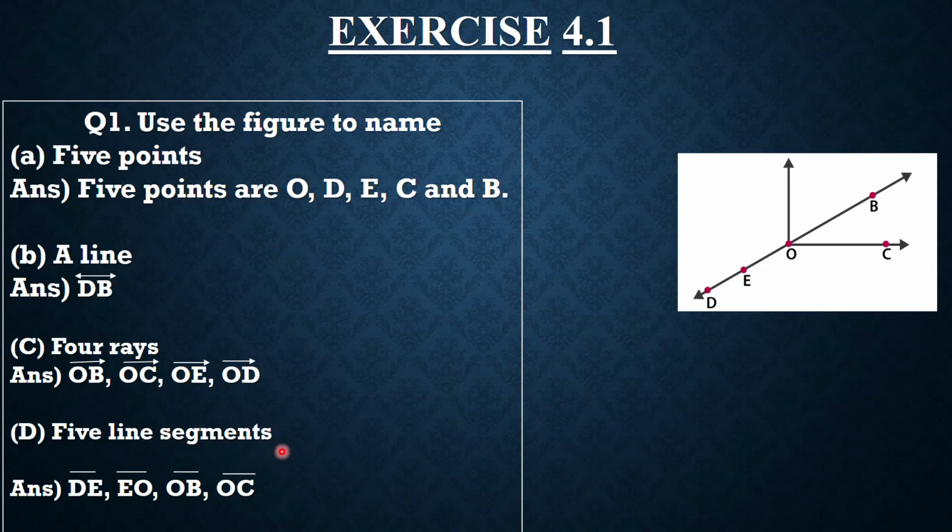Five line segments. DE is a line segment. EO is a line segment. OB is a line segment. OC is a line segment. Okay, see, that is what we have written. So in geometry, with one figure, we can name so many things. Okay, next we are going to see the second question.